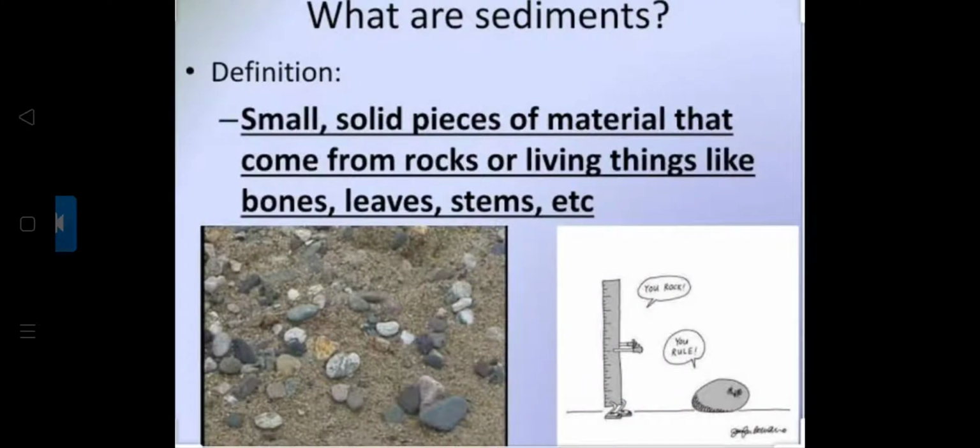Now, what are sediments? Simple thing. What are sediments over here, what we are talking about in sedimentary rocks? They are small solid pieces of material that come from rocks or living things like bones, leaves, and stems.